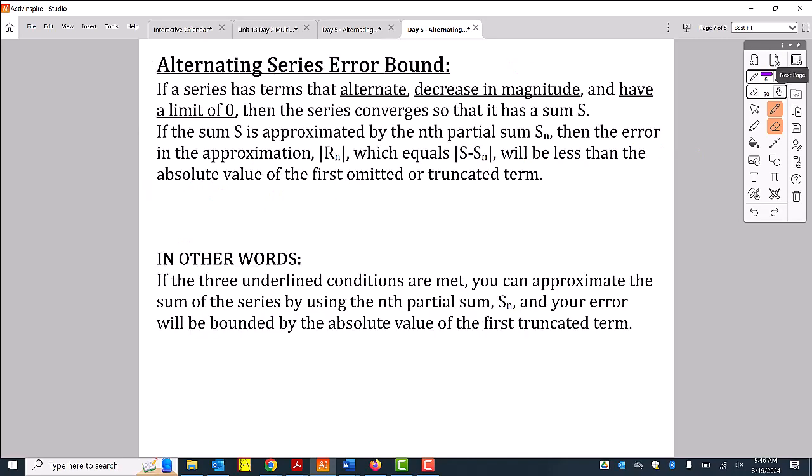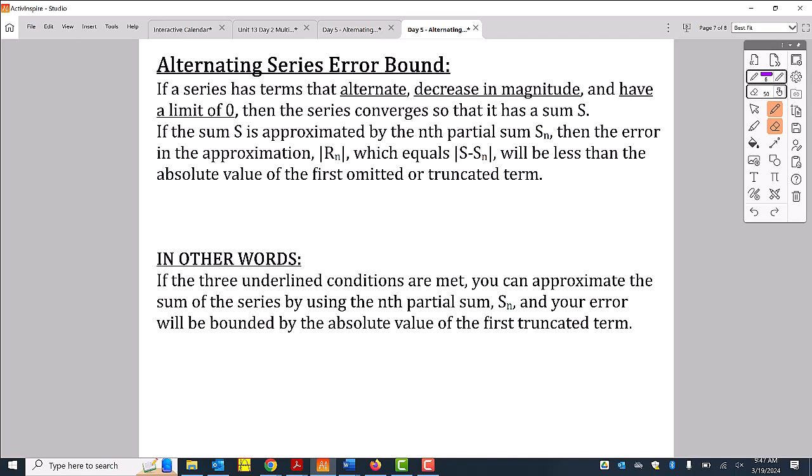Last thing we're going to look at is the alternating series error bound. There's a lot of text, so you can stop the video, take a picture, whatever you need. But let's talk. It says if we have a conditionally convergent series, so it's alternating, decreasing in magnitude, limit of 0, then it has a sum. We know that. Okay, there's some sum out there.